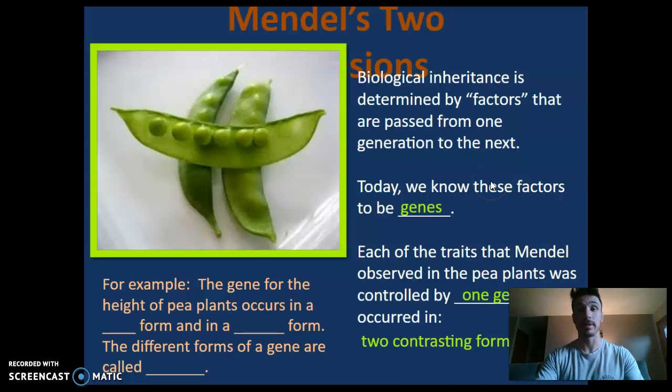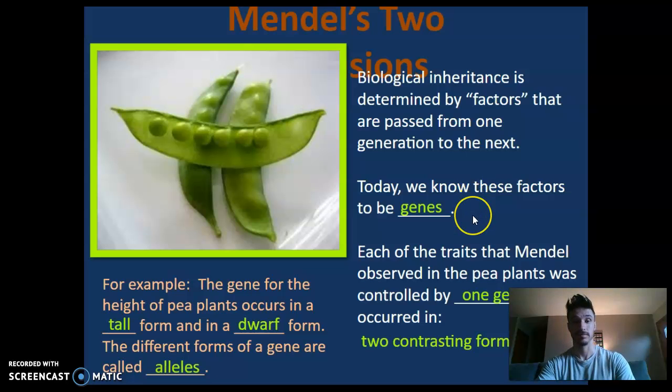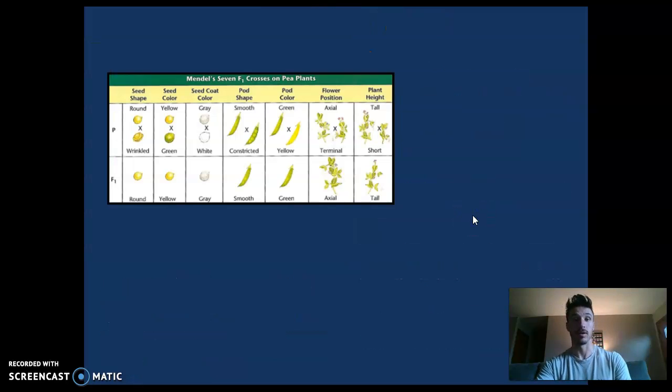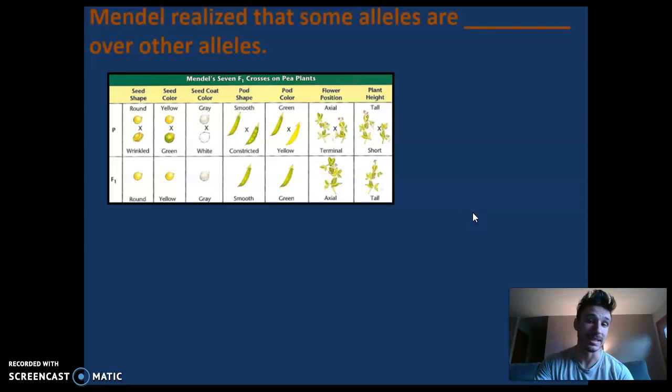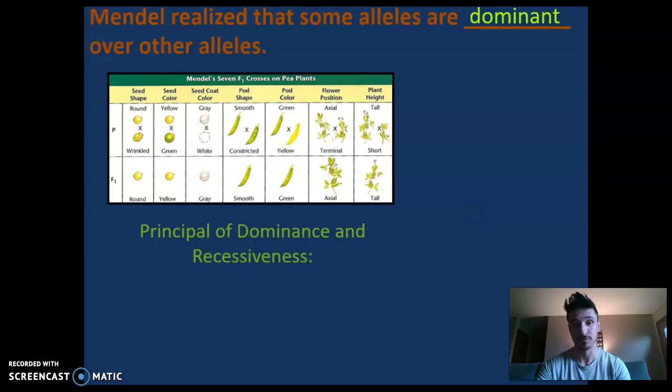The gene for height in pea plants occurs in the tall form and in the dwarf form, and again, we call the different forms of a gene alleles. Okay, so Mendel realized that some alleles are dominant over others. Hence, in his first cross of true breeding tall plants with true breeding short plants or dwarf plants, all of the offspring were tall. This implies that the tall allele is dominant to the dwarf allele.